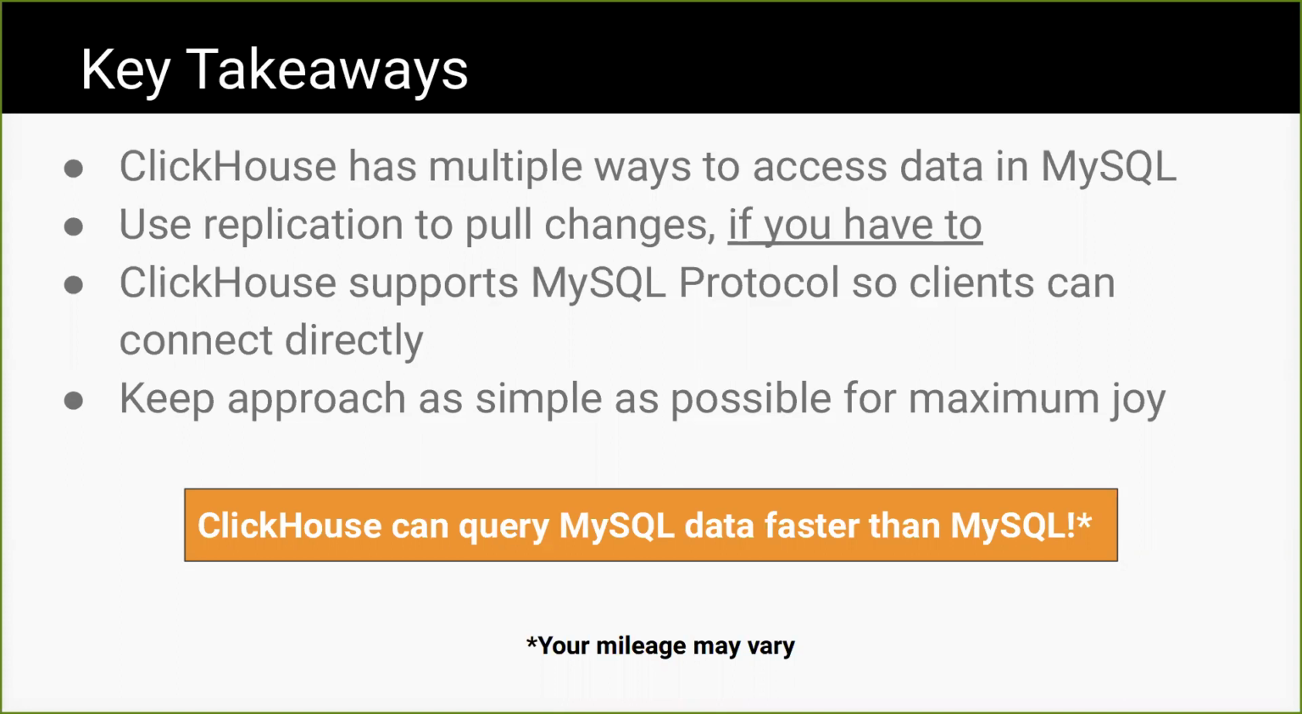So you can use those multiple ways to support whatever access pattern you want, starting with just leave the data in MySQL and let ClickHouse run parallel query on it. That's an interesting and quick way that may give you a big gain for not a lot of pain. You can use replication to pull changes if you have to. You can use the MySQL protocol. And then overall, keep that approach as simple as possible, because that's going to maximize the benefit and reduce the pain for administration. So keep it simple.